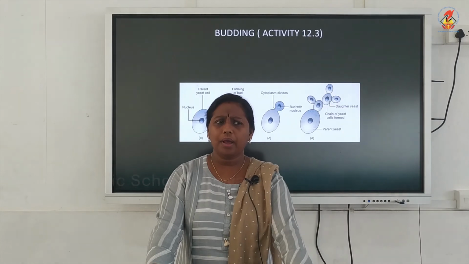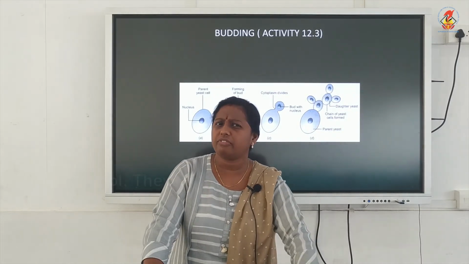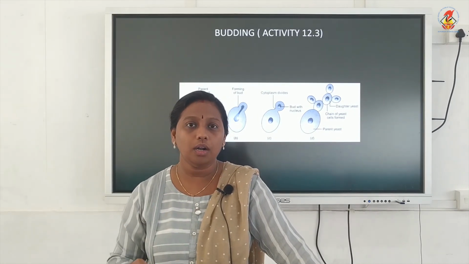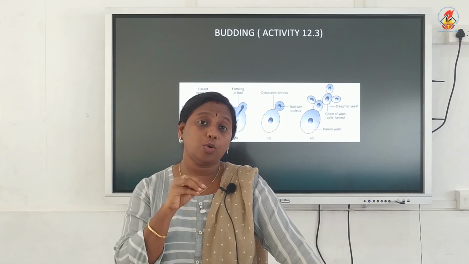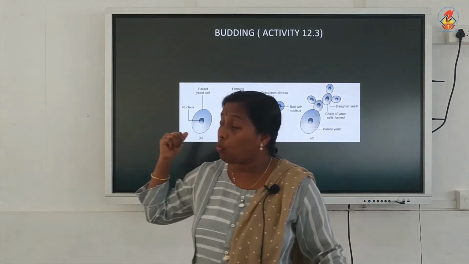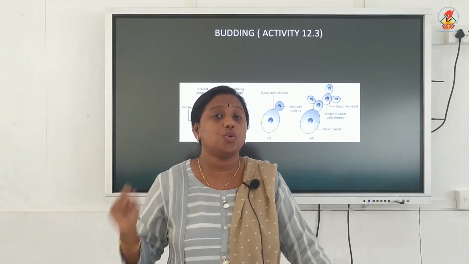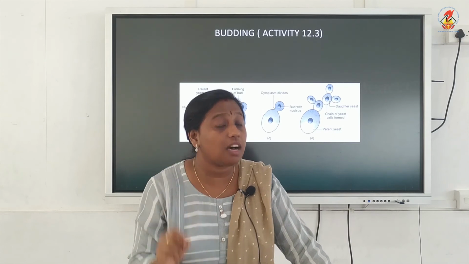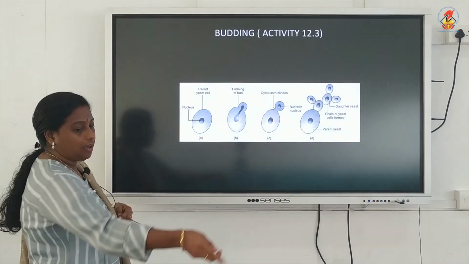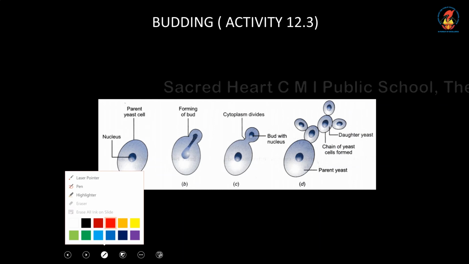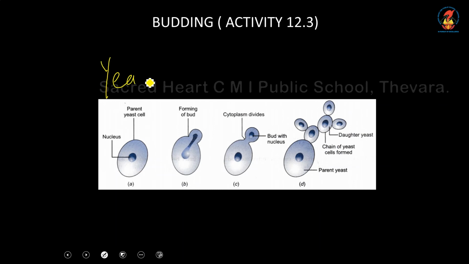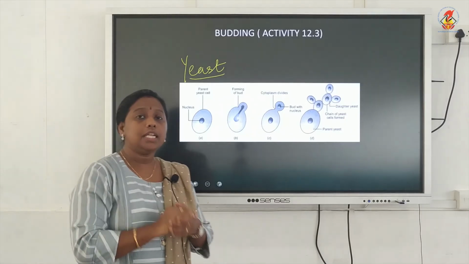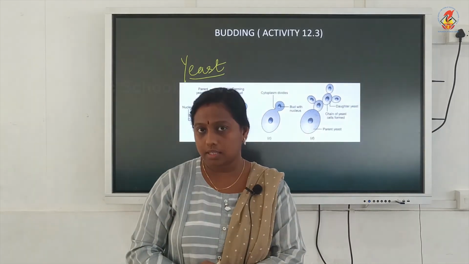Now in organisms like yeast, yeast is a fungus actually. In lower groups of plants like algae and fungi, you can observe a different variety of modes of reproduction. This is one such mode of reproduction which you can see in fungus. The organism is yeast. You can observe the process of budding in yeast. Yeast is a fungus. It is a unicellular organism.